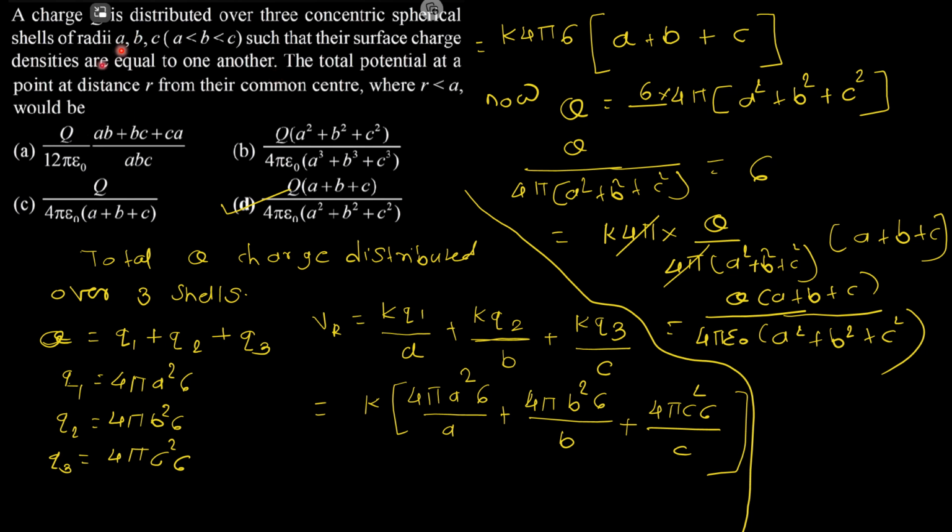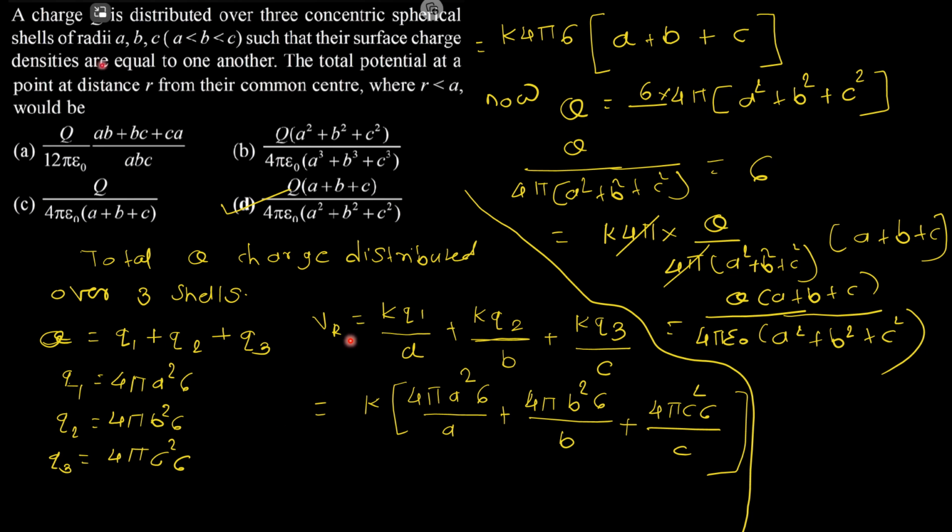Now the total charge is Q. It is distributed over all three concentric spherical shells. So we can write Q = q1 + q2 + q3. Now q1 in terms of sigma is 4πa²σ, similarly q2 is 4πb²σ, and q3 is 4πc²σ.